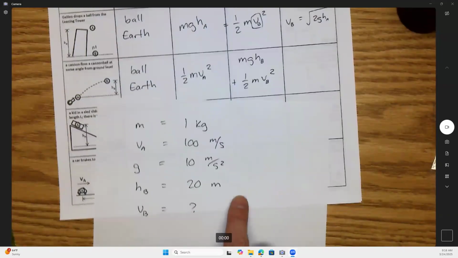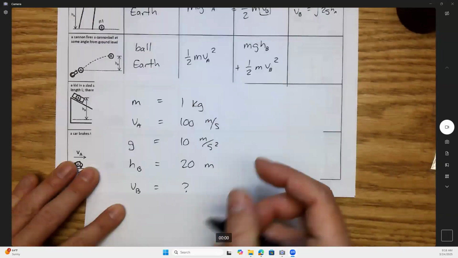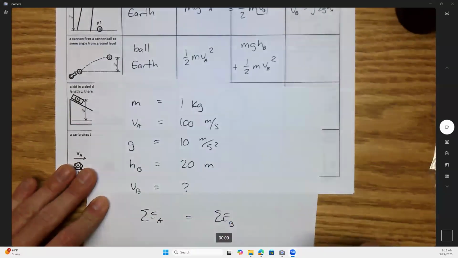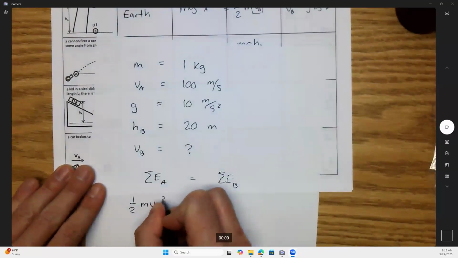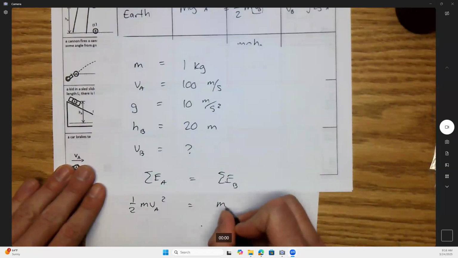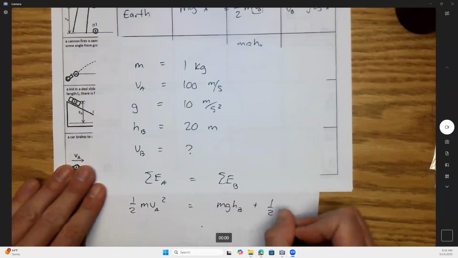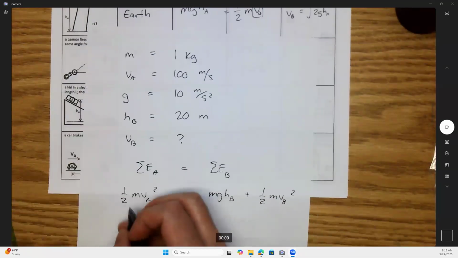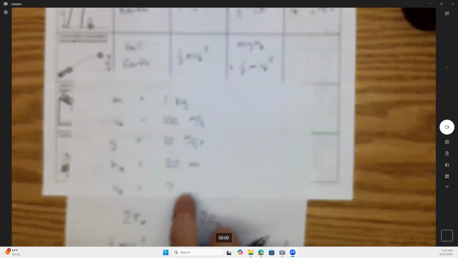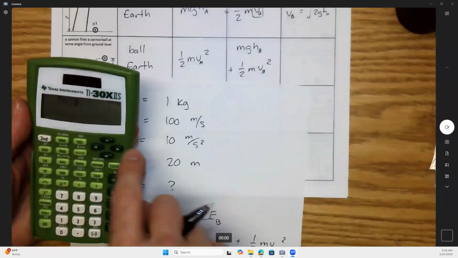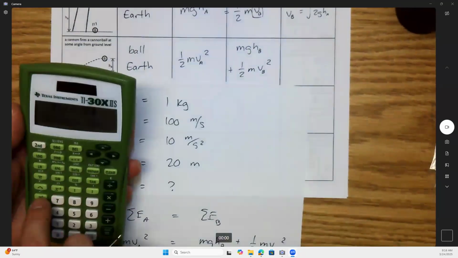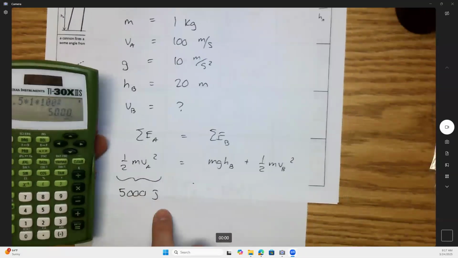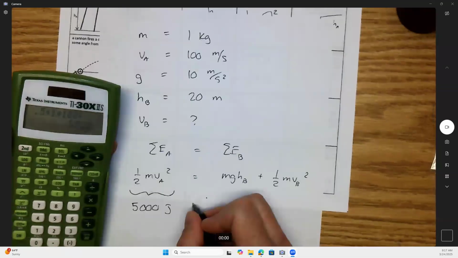Okay, so let's run the numbers. Here's your setup: sum of energy at point A equals sum of energy at point B. At point A, it's all 1/2 mv squared. At point B, that's some mgh plus 1/2 mv squared. Now, a little shortcut: 1/2 times a mass of 1 kilogram, the speed was 100 meters per second, squared. That's like 5,000 joules in the system.